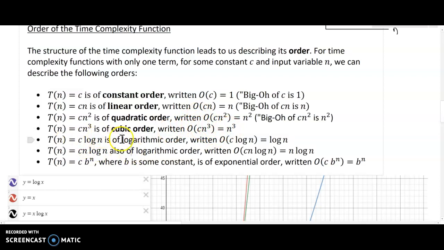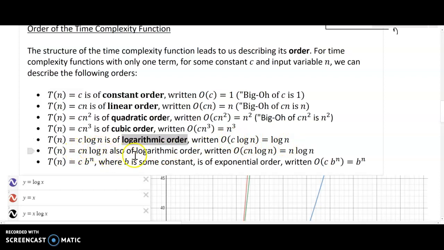The constant really doesn't bother us because if you think about it, constants, even if they're scaled up, do not have an impact on the time complexity as n gets sizably large. They both blow up into cubic order regardless of what this coefficient is. And then if it's c times log of n, it's called logarithmic order. Written big O of c log n equals log n. Again, we just remove the constant.